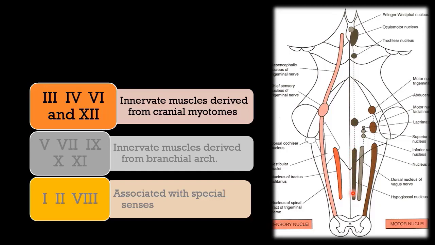All these being general somatic efferent, they lie in line from midbrain to medulla. Oculomotor and trochlear are situated in midbrain at the level of superior colliculus and inferior colliculus. Abducent is located in pons at the level of facial colliculus.